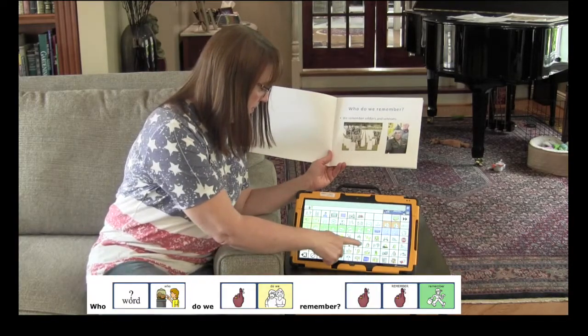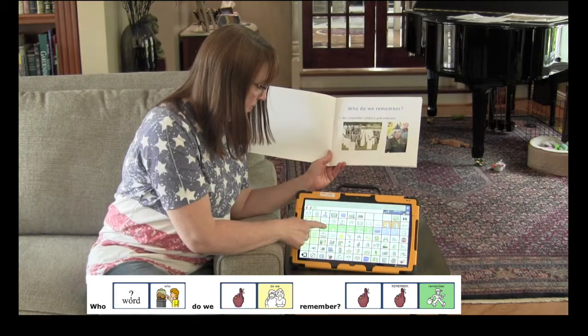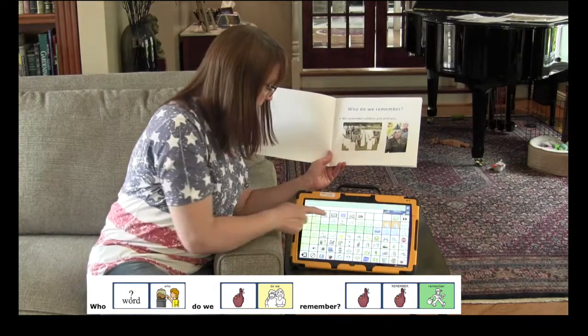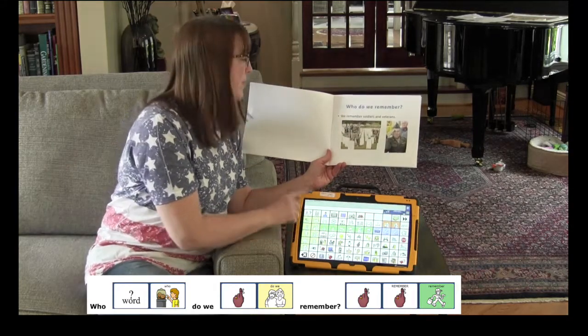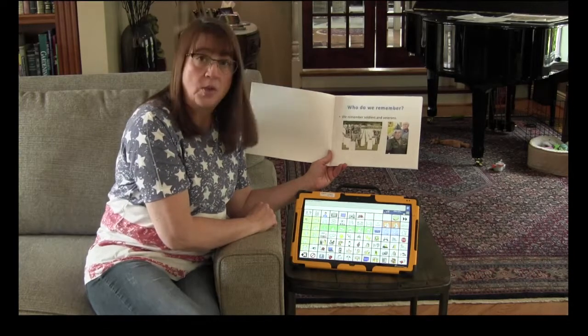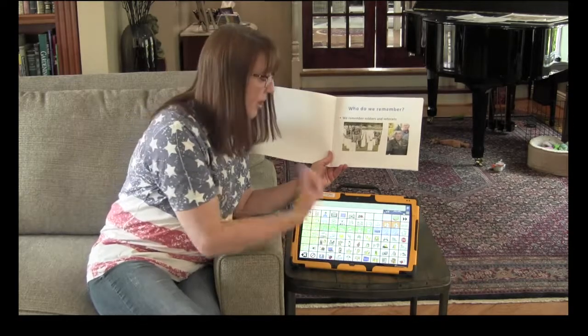Who do we remember? Who do we remember? We remember soldiers and veterans. And soldiers are people who fight for our country and for their freedom, for our freedom.